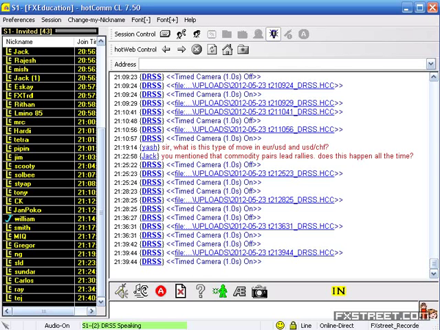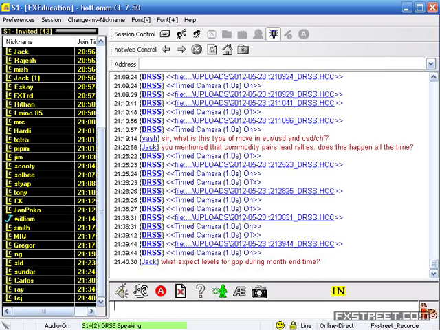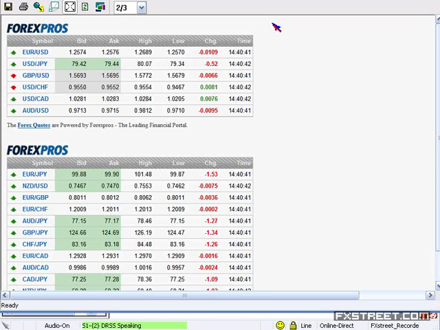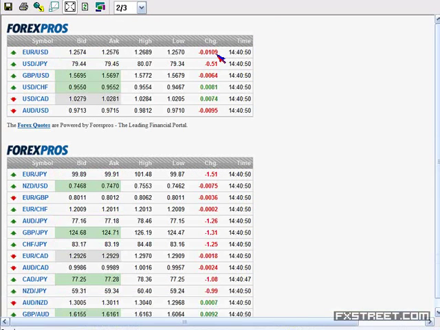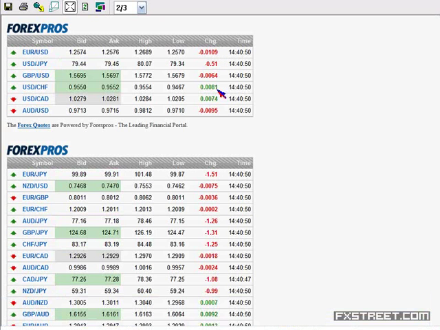Then Yash asks: what is this type of move in Euro USD and USD CHF? Okay. Now, Euro has just made a drop of 111 pips, whereas CHF gained only about 82 pips. If you see the ratio between Euro and CHF, it is 1.0 currently. So when Euro makes a 100 pip drop, CHF is supposed to gain about 120 pips. Instead, they gained less. This is one of the contrarian moves.